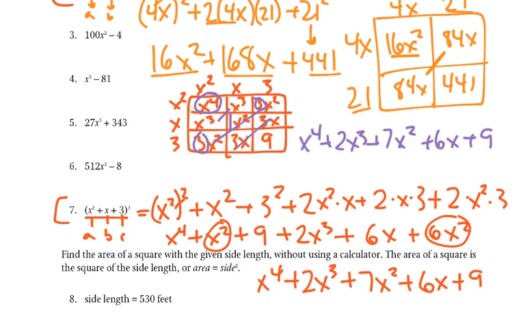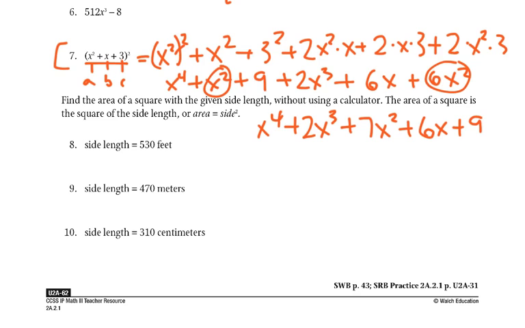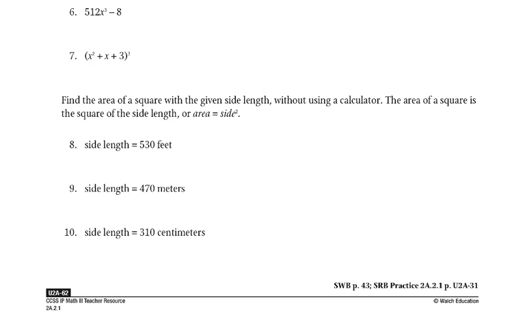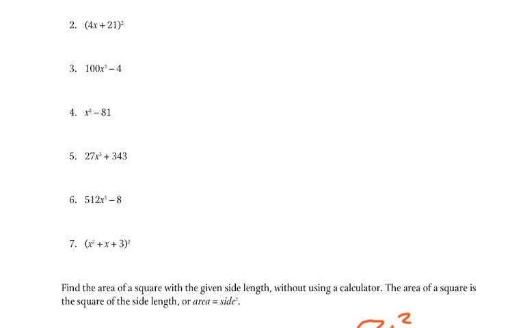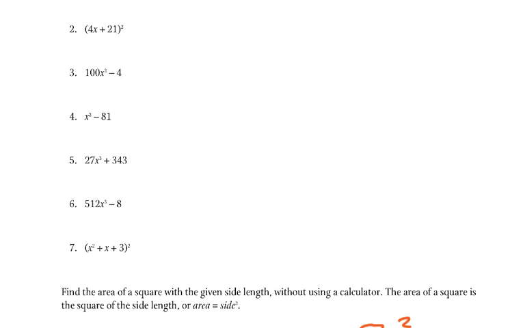Okay? Now, 8, 9, and 10, they're wanting you to see what you can do to simplify it. Because in other words, they're saying the side length of a square is 530. We know 530 squared is going to give us the area. But they want you to try to do that without using a calculator. In other words, you'd have to split it up into stuff like this.